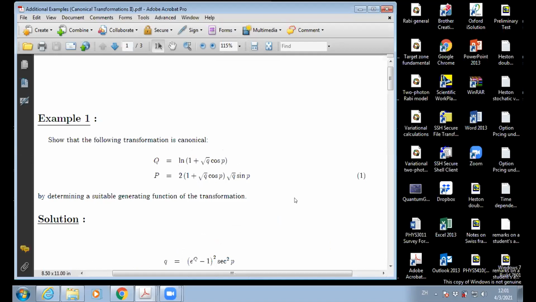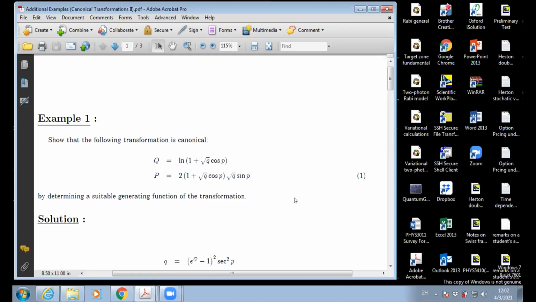Now, show that the following transformation is canonical by determining a suitable generating function of the transformation. If you are allowed to make use of the theorem, it is much easier. We just investigate the Poisson bracket between capital Q and capital P to see whether it is equal to 1, right? However, you are not allowed to do so in this example. You are required to find a suitable generating function. Okay. All right.